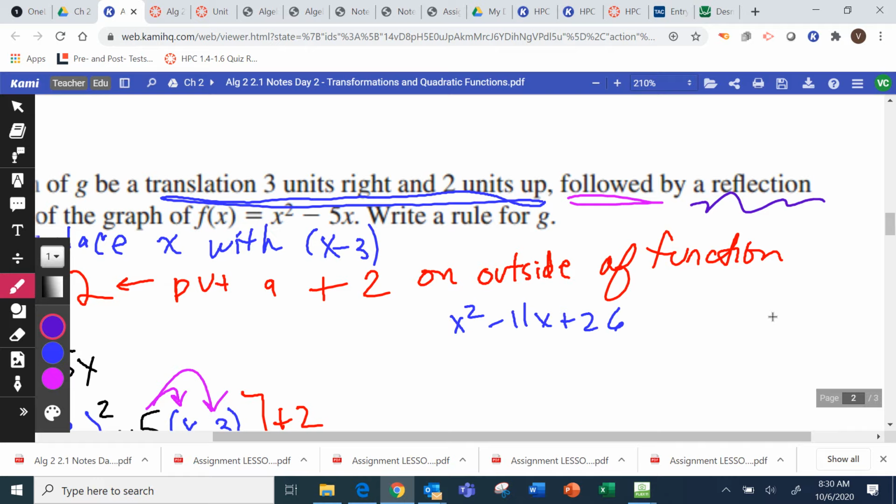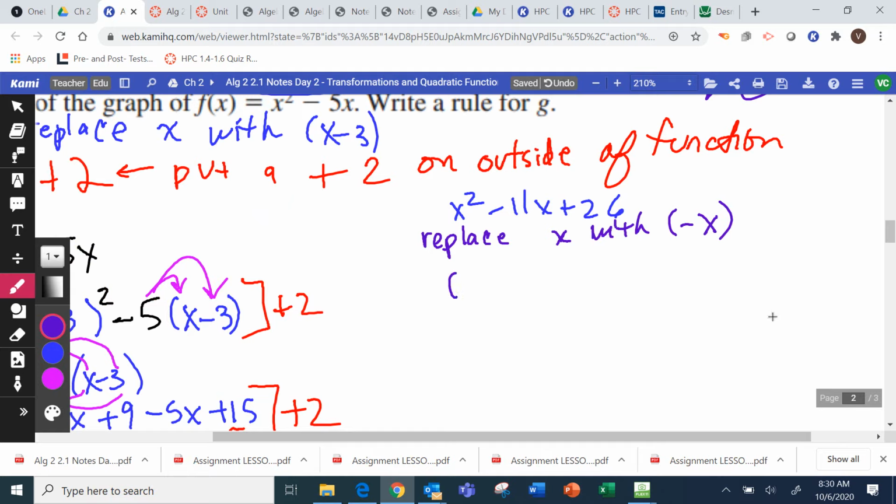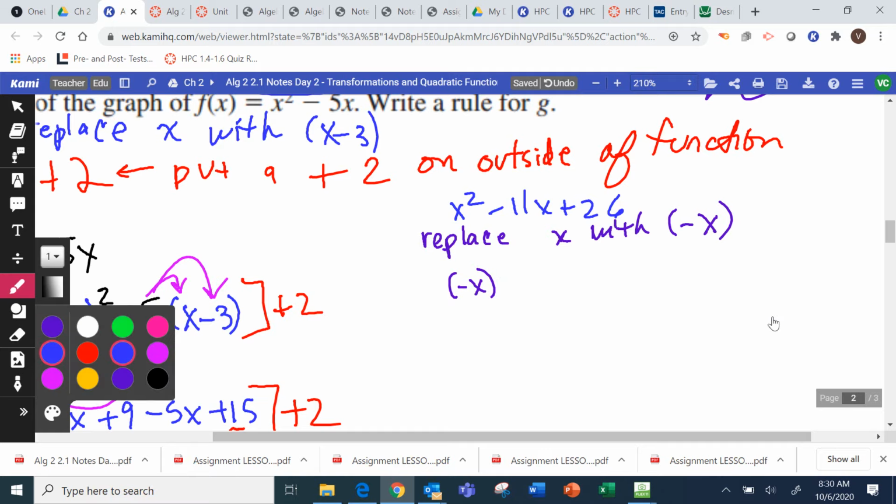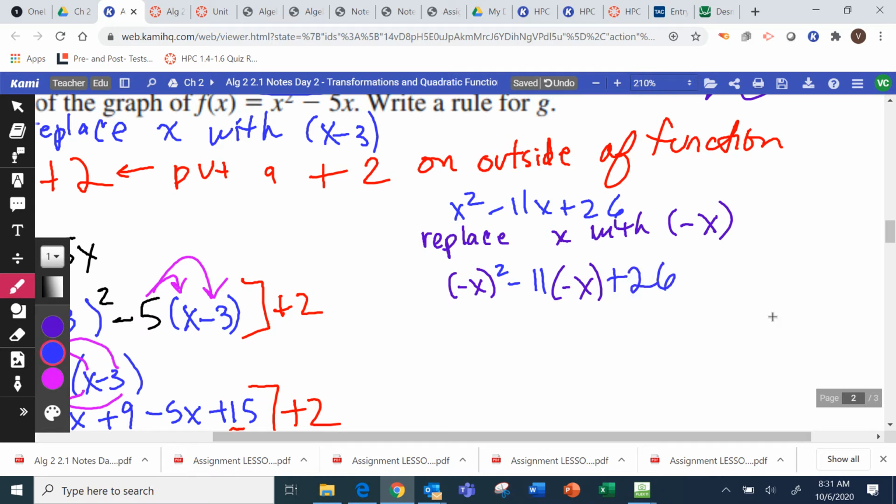It's your choice. So this is a horizontal reflection, so we're going to replace x with negative x, and we're doing it to the equation right above. So I will have (negative x) squared minus 11 times (negative x) plus 26. So I replaced x with negative x.